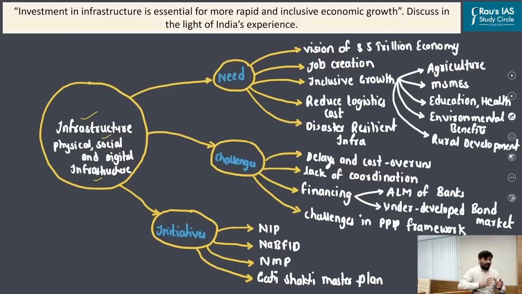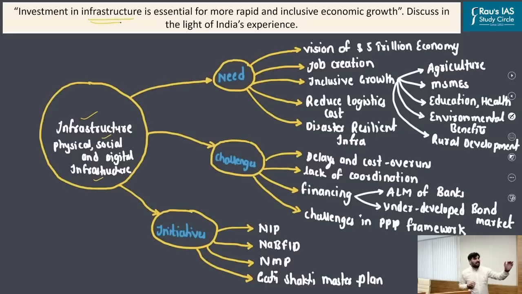If you interpret this question as only physical infrastructure, you will not be able to do justice to the answer. Because if you have to highlight how the infrastructure sector is going to promote inclusive growth, what will come there? Social and digital infrastructure. So the way you interpret infrastructure is extremely important. So always have this multidimensional perspective, right?